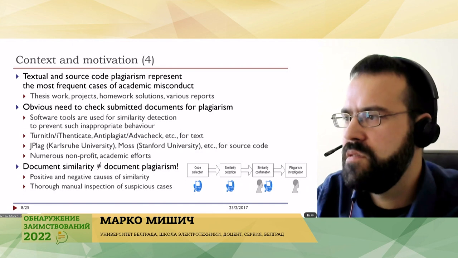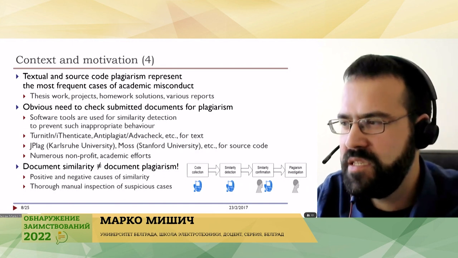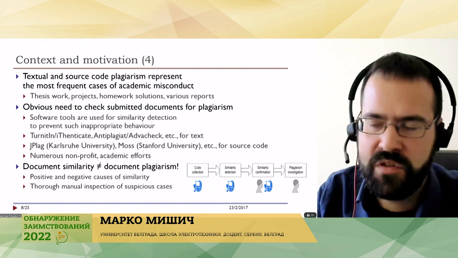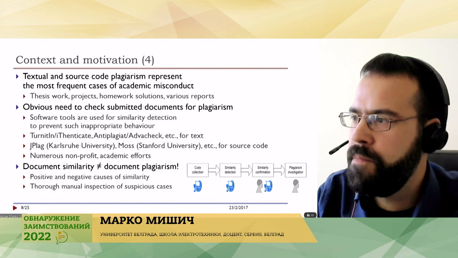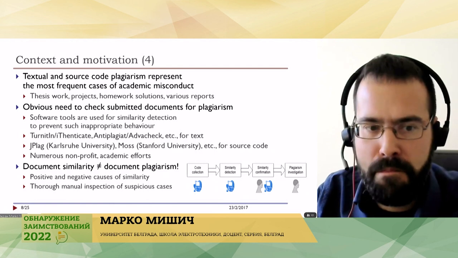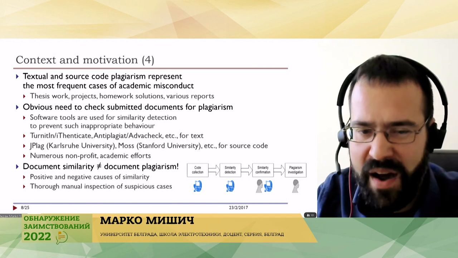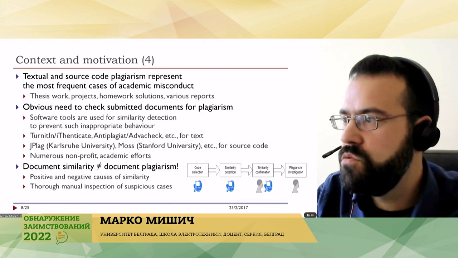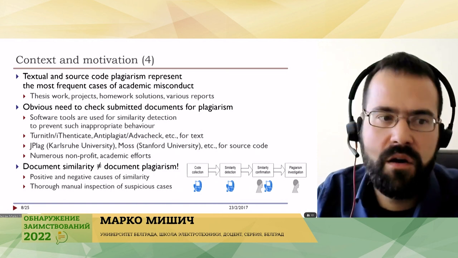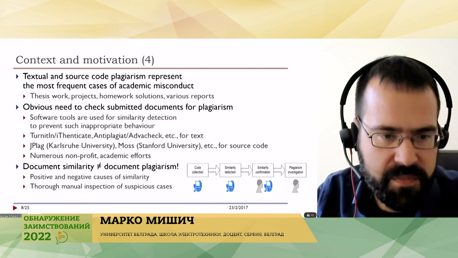Academic efforts, mostly done for research, are mostly non-production systems which cannot be easily used or adapted for massive enrollment environments. So we need somehow to check what tools are the best for those purposes.